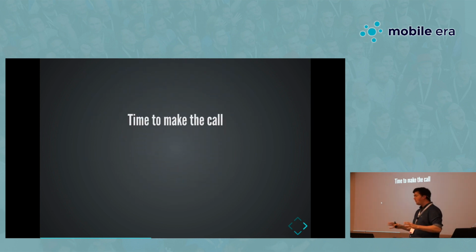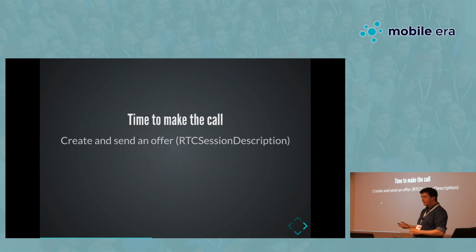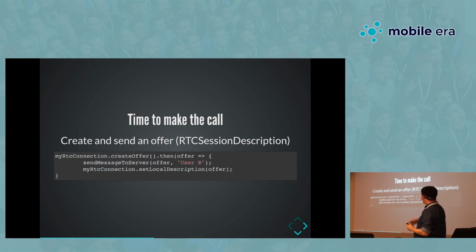But now it's time to make the call. We create and send an offer. That is a session description. That is just a description of who you are and what you support. Your browser, like what browser you're using, what codecs you have, all that fun stuff. But you don't have to think about it, you just have to make it and send it. On your RTCPeerConnection, you create an offer, and then it's your job to take that offer, send it through the signaling server, and to the person you're going to call. And set it as your local description.